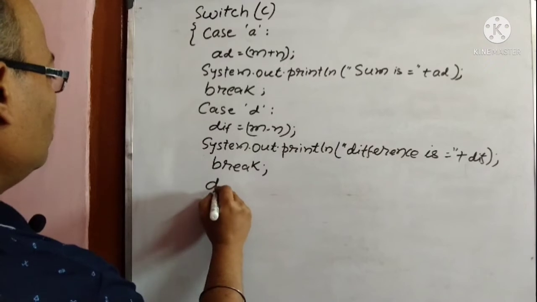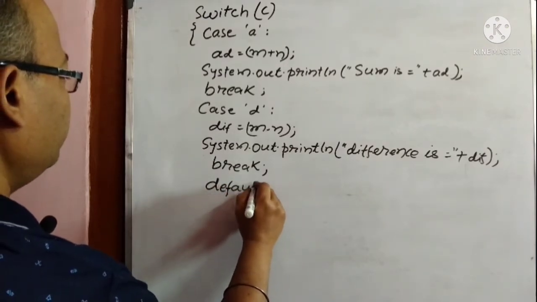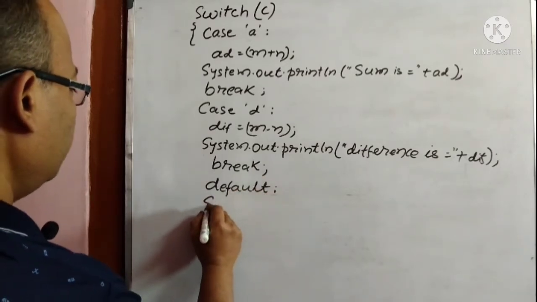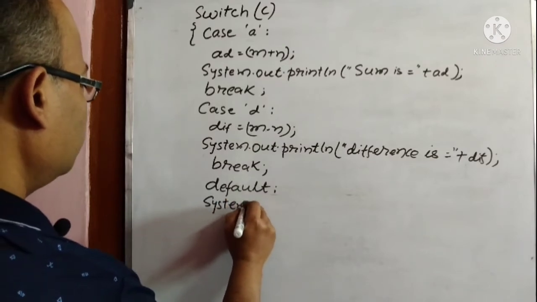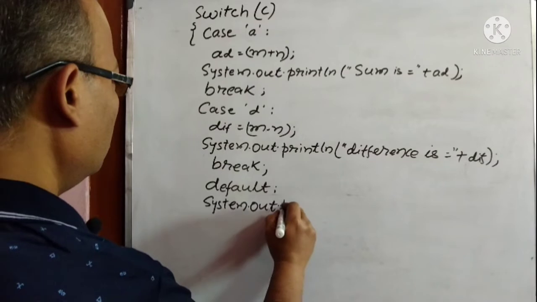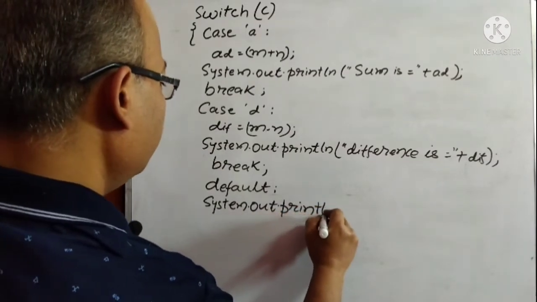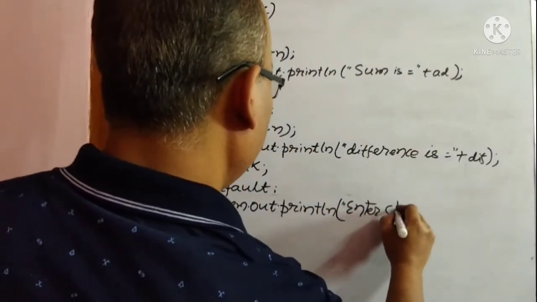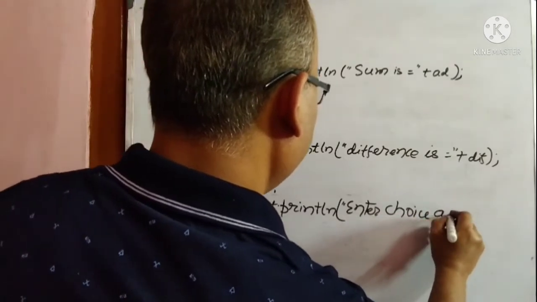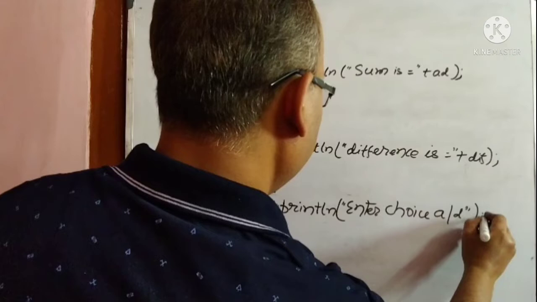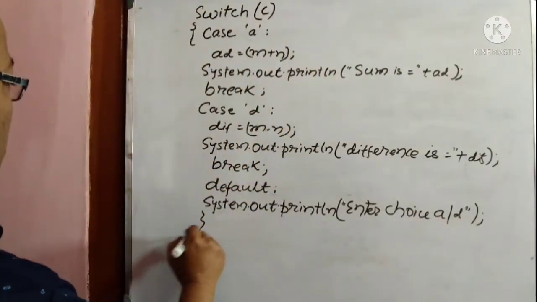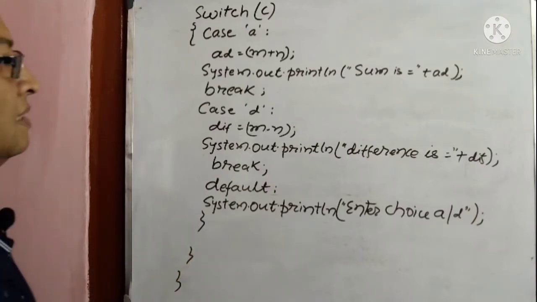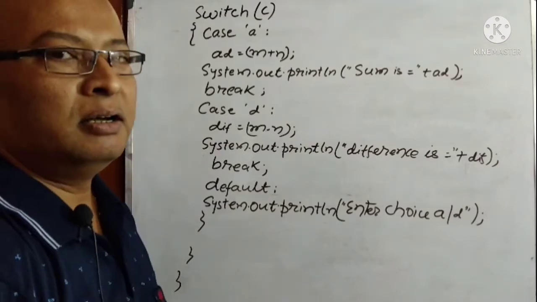Okay, and then if user enters anything apart from A and D, it will come over default block. Then I am printing what? System.out.println("enter choice A or D"). Clear? So close the switch and close the main and close your class. Okay. So we will work it out in the computer right now.